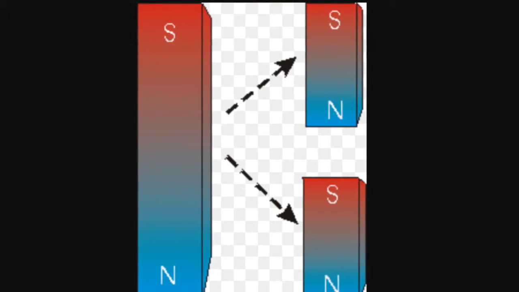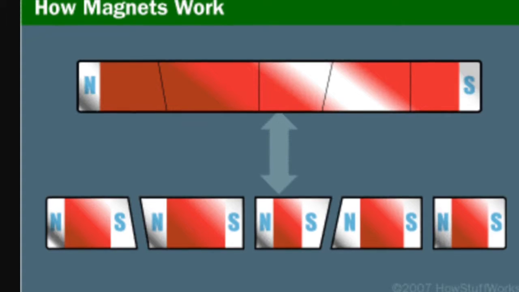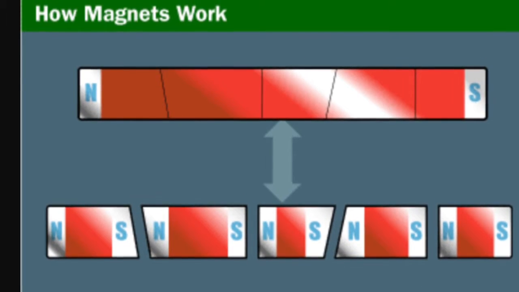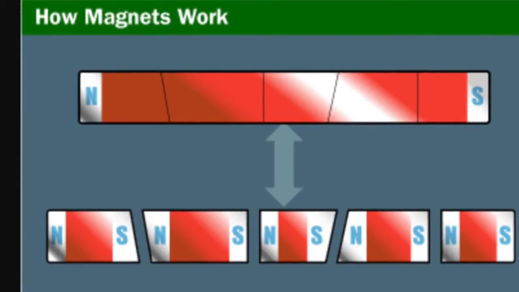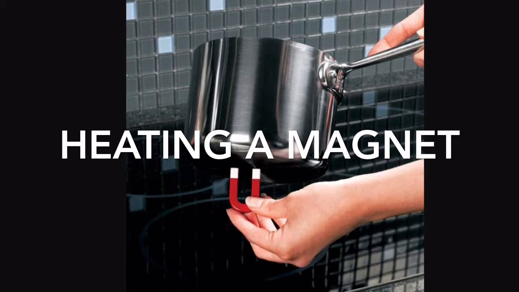If you were to break a bar magnet in half, you will end up with two bar magnets. The trick is that the break does not change the alignment or magnetic orientation of the atoms or molecules. So if you had a long bar magnet and sliced it up in 10 or even more pieces, each piece would have a north and south pole. But what might happen if a magnet is heated?